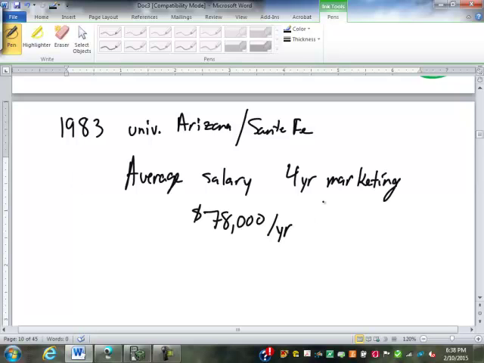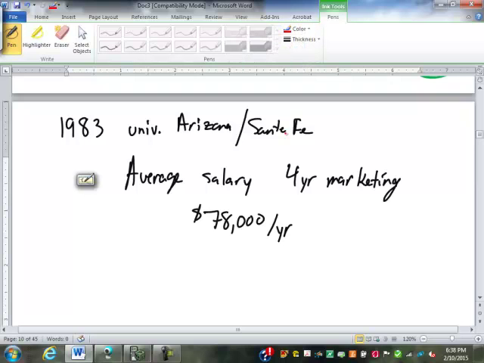Now, for those of you that don't remember 1983, the average starting salary for a high school teacher was between $16,000 and $17,000 a year. $78,000 a year is phenomenal money. I would probably walk out of here right now for $78,000 a year. That was accurate. It was the truth. That was the average starting salary.